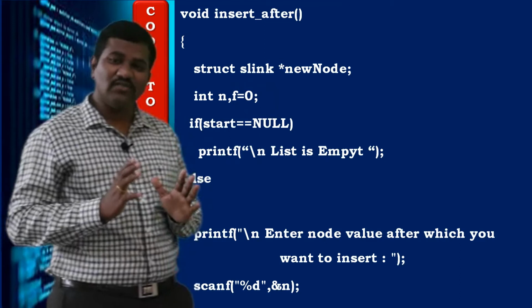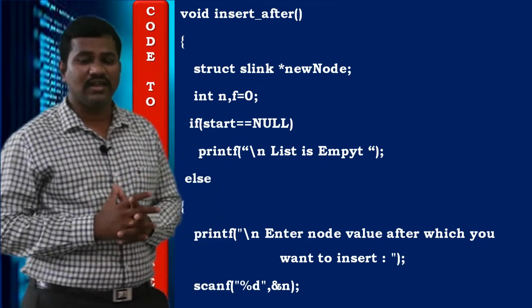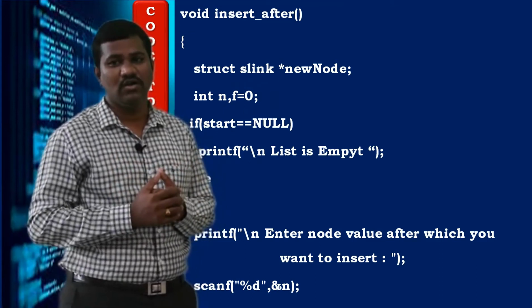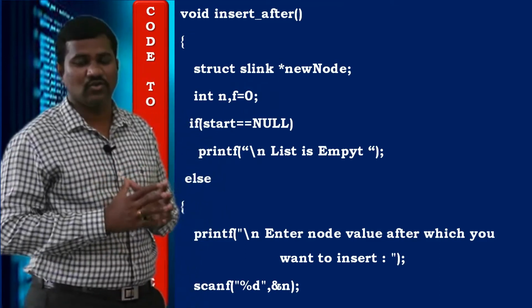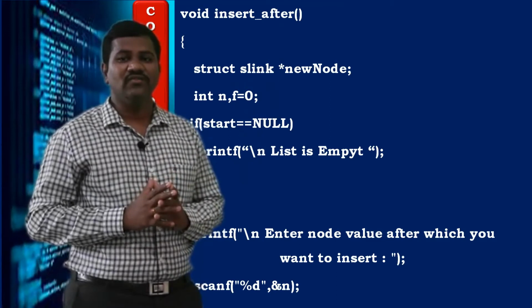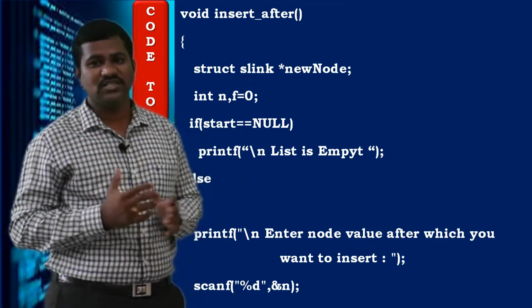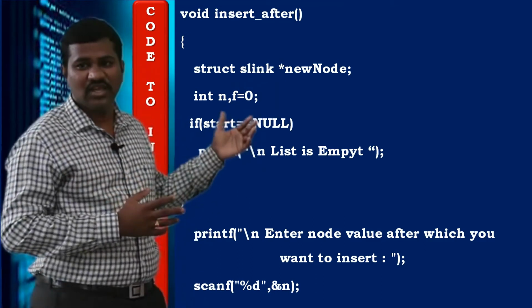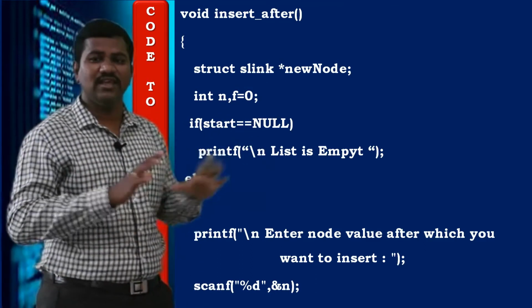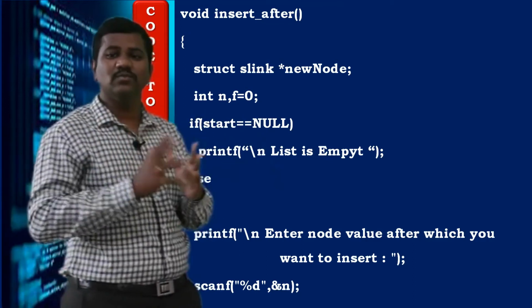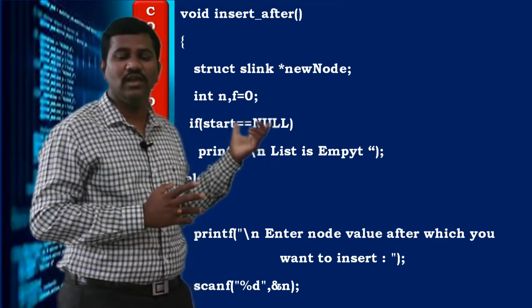This f will be acting as a flag variable, deciding whether the node exists in the list or not. How it decides, I will be explaining. After that, I am going to check whether the list is empty or not. If start equal to null, simply we can say that the list is empty, and there ends the story of your insert after function.